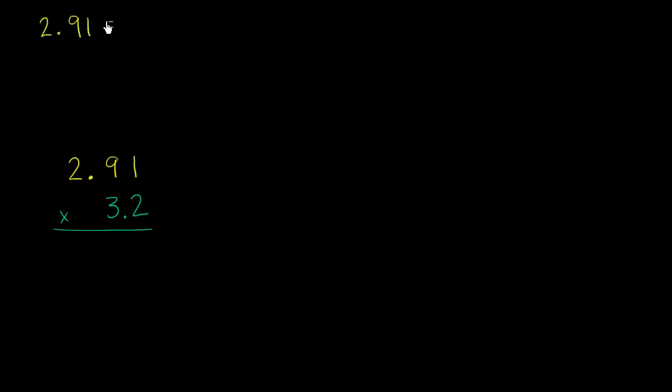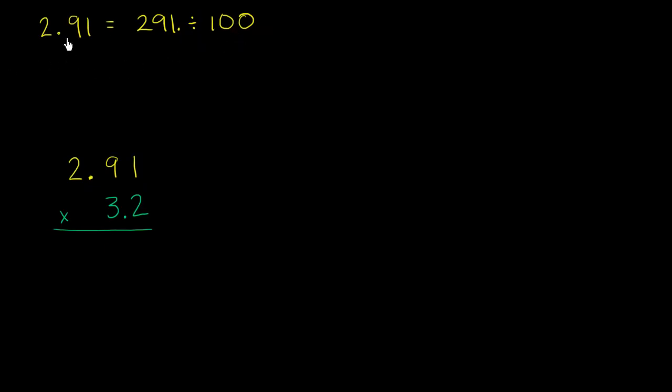2.91 is the same thing as 291 divided by 100. We know that if you divide something by 100, you're going to move the decimal place 2 places to the left. 1, 2, and you would end up at 2.91. It also makes sense. If I take 2 and multiply it by 100, I'd get 200, or if I take 200 and divide it by 100, I would get 2. So it makes sense that 2.91 is the same thing as 291 divided by 100.